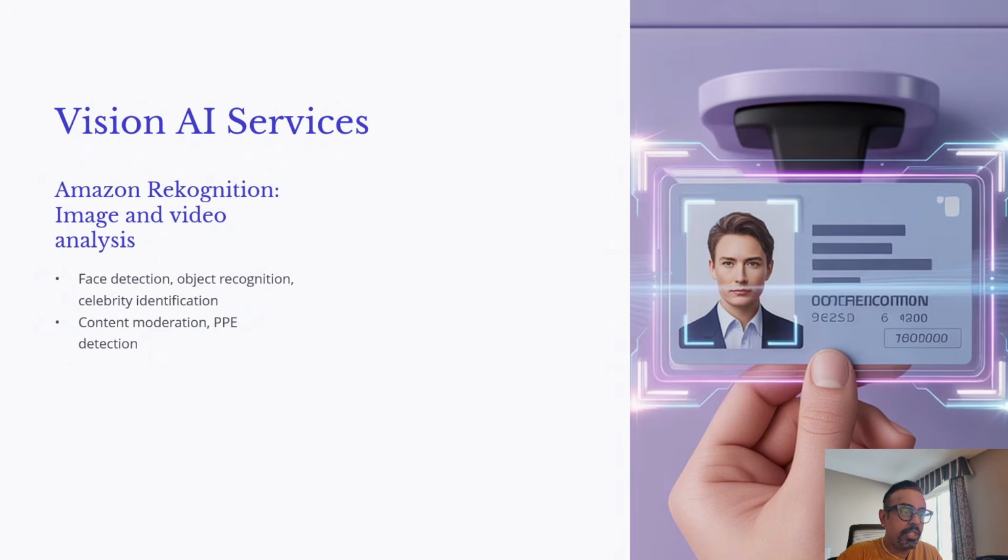So content moderation and PPE detection help keep platforms safe. Social media companies use Rekognition to automatically filter inappropriate content, including explicit material and violence from user uploads. It also detects personal protective equipment like hard hats and safety vests for workplace safety compliance.